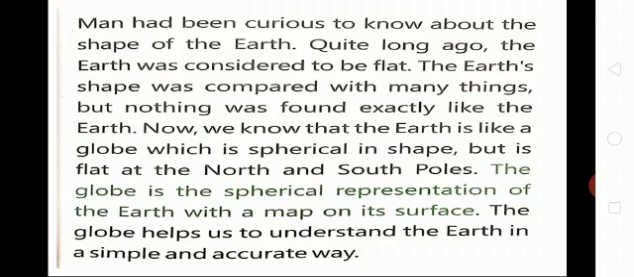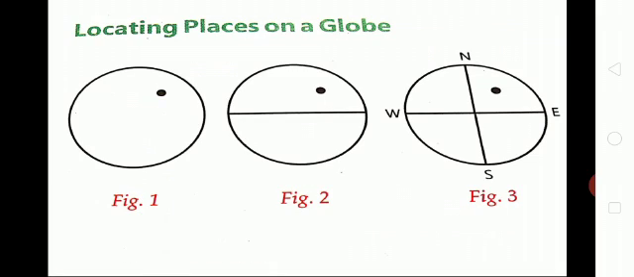The study of the globe says that the globe gives the correct shape, size and location of the continents and the oceans on the earth. By the globe we are locating our continents and oceans and the shapes and sizes of the earth also. Look at the picture, figure 1.